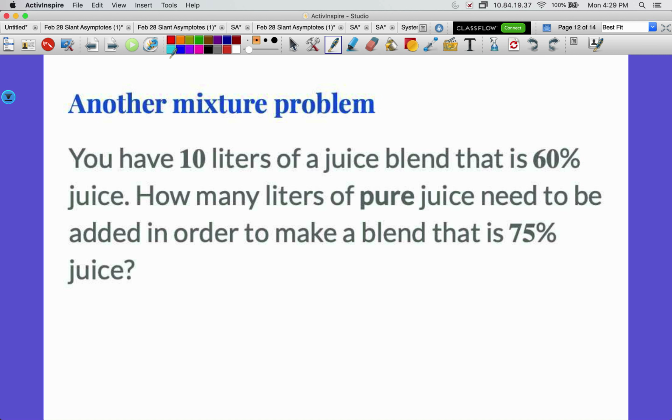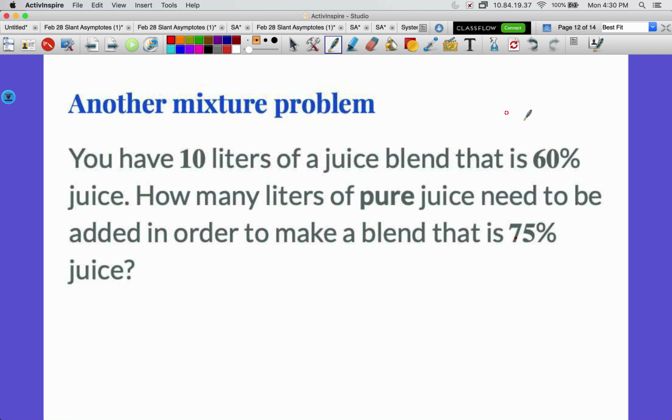All right, another mixture problem. So you've got 10 liters of a juice blend that's 60% juice. How many liters of pure juice need to be added to make a blend that is 75% juice? So we've watered down our orange juice a little bit, but now we're going to try to add back a little bit more pure orange juice to get to a mixture that's 75% juice.